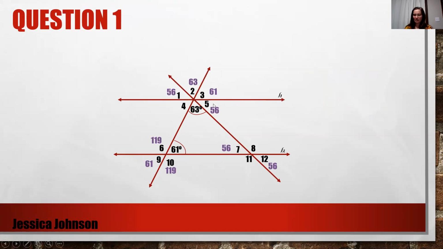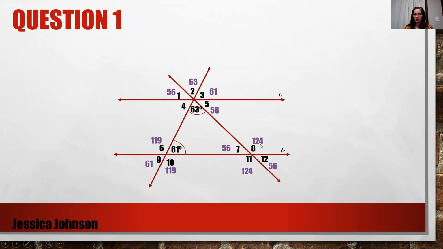Take 63 plus 61 to equal 124. Then you subtract 124 from 180 and you get 56. Angle 12 is congruent with angle 5, making it 56 degrees. Angle 8 is a supplementary angle. You take 180 minus 56 and you get 124. Angle 11 is congruent with angle 8, making it 124.